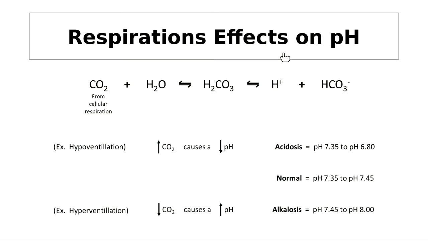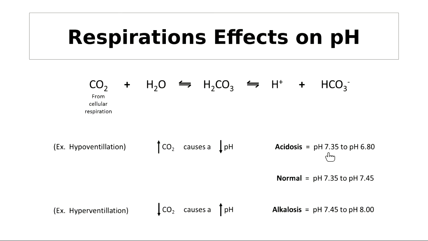Respirations, effects on pH. Well, here's the basic equation that we've seen time and time again. Carbon dioxide from cellular respiration combines with water to make carbonic acid, which dissociates, comes apart into hydrogen ions and bicarbonate ions. Now, the hydrogen ion levels can cause a problem. So I'll give you 3 examples down here. In hypoventilation, where you're breathing slow, carbon dioxide levels build up in your blood, or in your body even, and as they build up, more hydrogen ions are produced, and so your pH is going to drop. That type of situation is called acidosis.